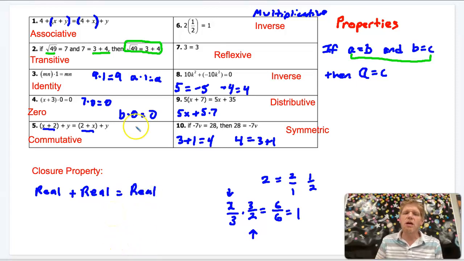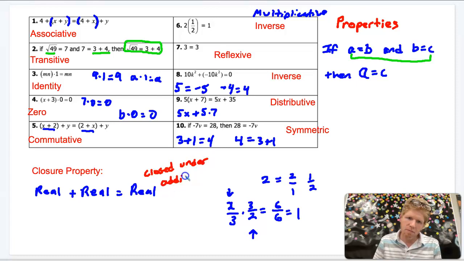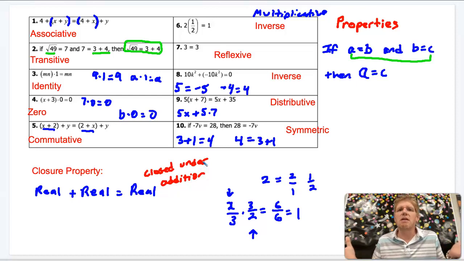If that's true, then this is closed under addition. Now that's true, right? If we take 4 plus 3, we're always going to get another real number, right? Take a 4, which is a real number, and add a real number, we're always going to get a real number. We're never going to get a non-real number.